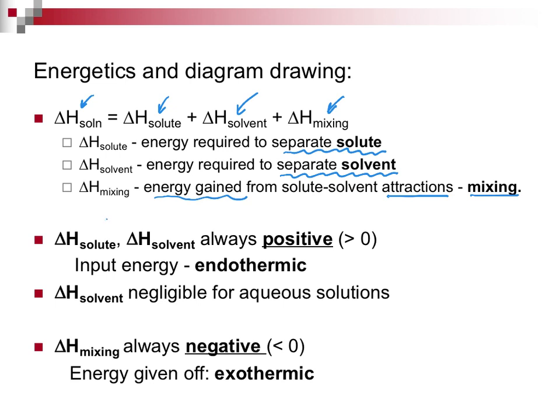So the first two, the solute and the solvent, are always positive. We've got to put energy in. It's an endothermic process. I'm going to draw some pictures, but I want to tell you for aqueous solutions, that delta H solvent is going to be negligible. And I want to point out too that the mixing, the third term, is always going to be negative. Energy is always given off in an exothermic process.